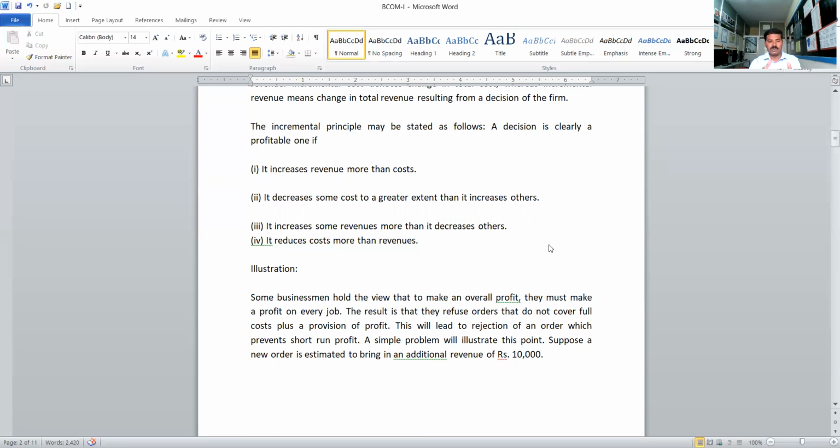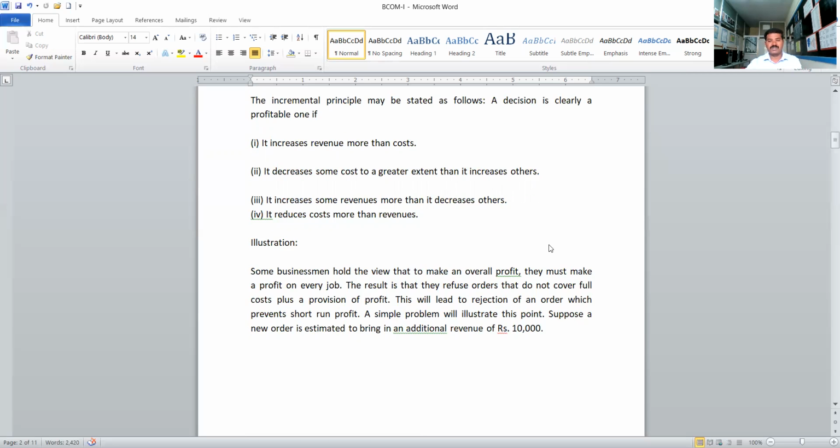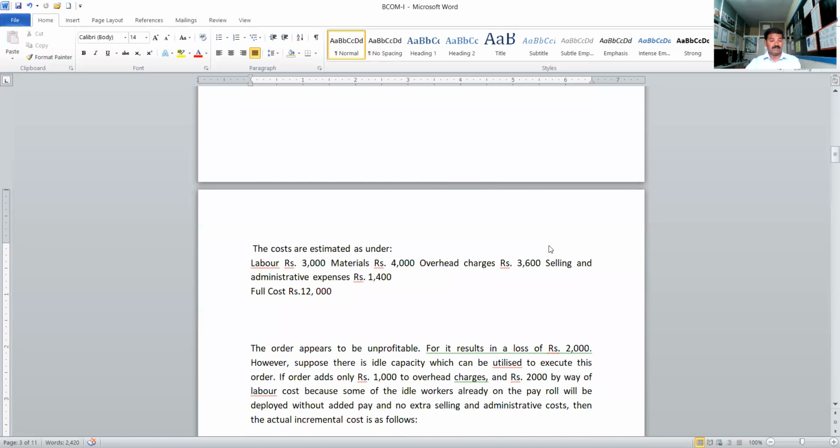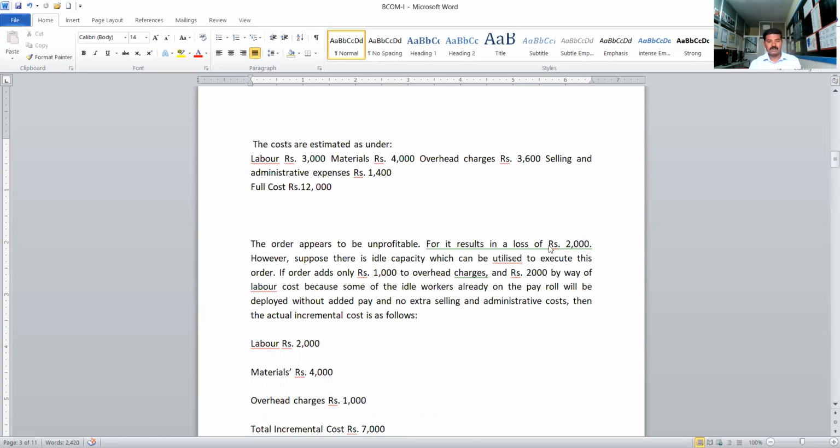Suppose a new order is estimated to bring in an additional revenue of rupees 10,000. The costs are estimated as under: labor cost rupees 3,000, materials rupees 4,000, overhead charges rupees 3,600, selling and administrative expenses rupees 1,400, full cost rupees 12,000. The order appears to be unprofitable, for it results in a loss of rupees 2,000.